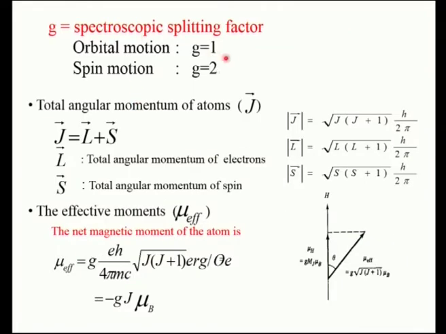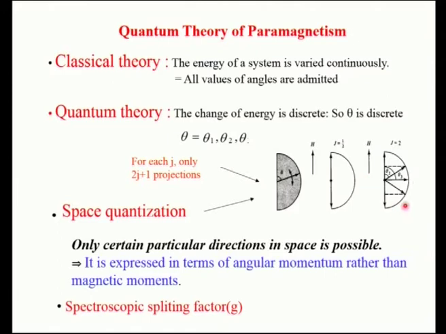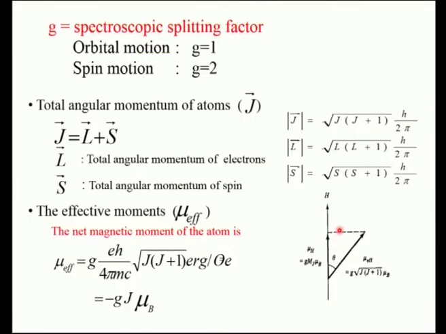Then the corresponding energy levels will also be splitting, and we have a g factor for this kind of splitting, which is known as the spectroscopic splitting factor. For orbital motion, g equals 1, and when the spin motion is reorienting, this orientation will also be discrete, which gives rise to a similar type of orientation for the spin, and g is taken to be 2 for such cases.